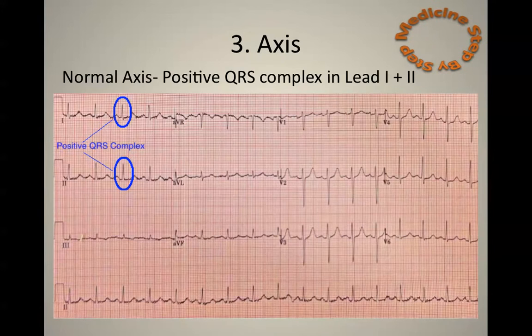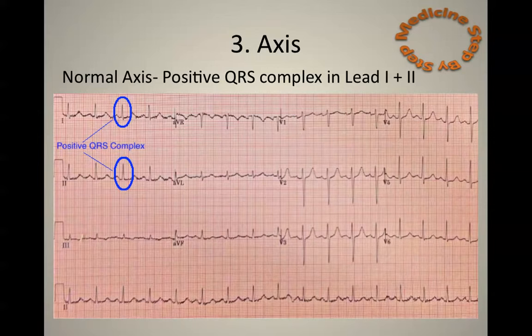Then check to see if there is any axis deviation. Normal axes is between minus 30 degrees and 90 degrees. Use leads 1, 2 and 3 to check the axes of the ECG. Positive QRS complexes in leads 1 and 2 indicate a normal axes.